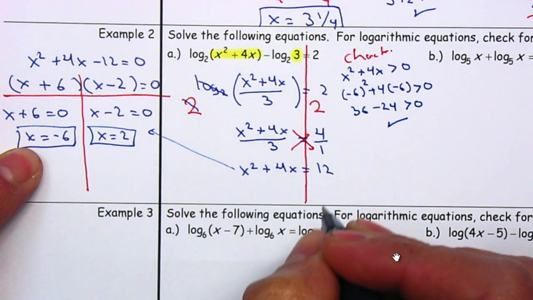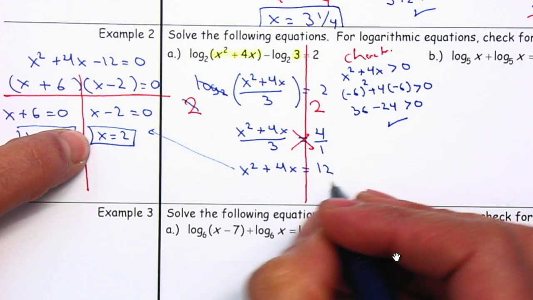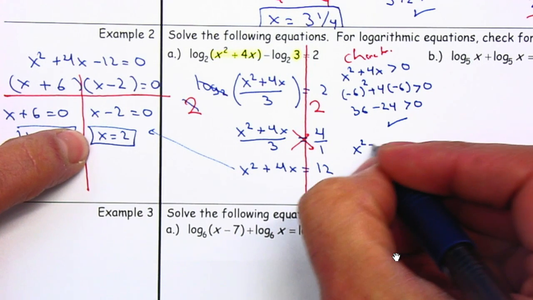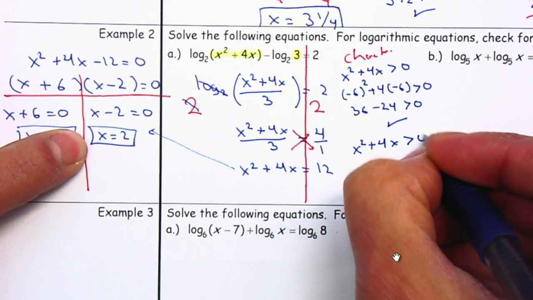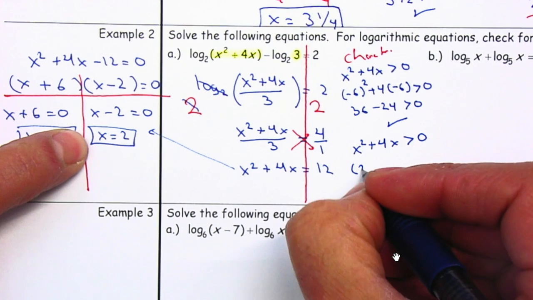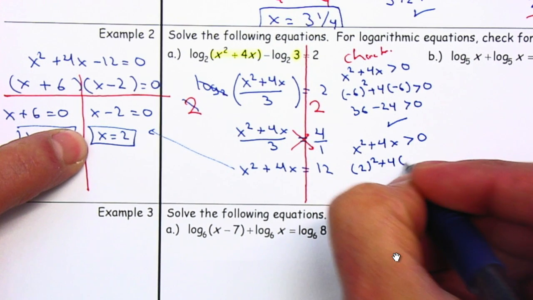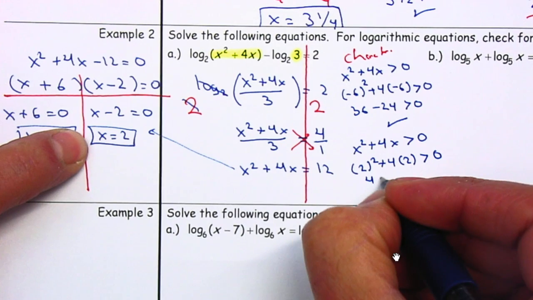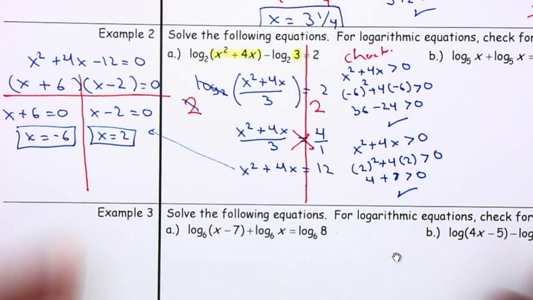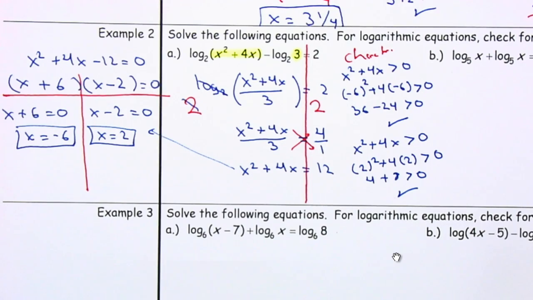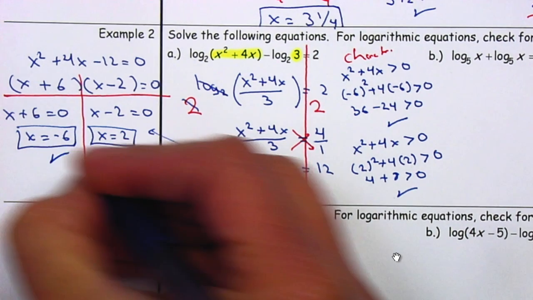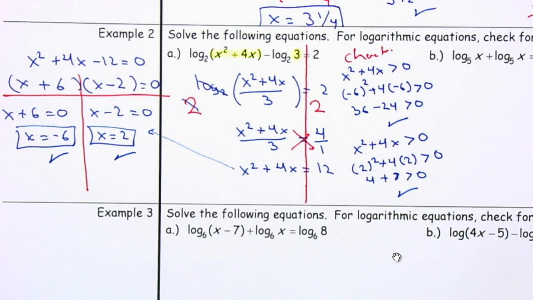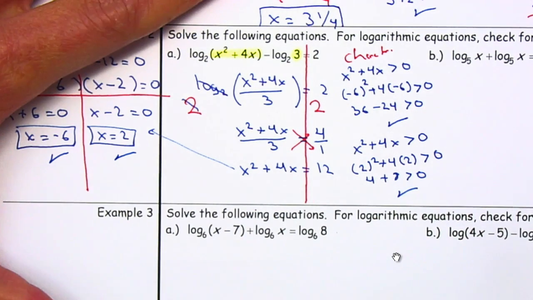Yes. Now let me plug in 2. x squared plus 4x has to be greater than 0. I want to plug in 2, so it'll be 2 squared plus 4 times 2 is greater than 0. So it's 4 plus 8 is greater than 0? Yes. So both answers are correct. So this answer is correct. This one is correct as well. Let's go to example B.